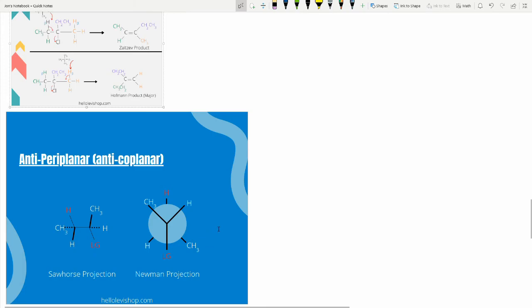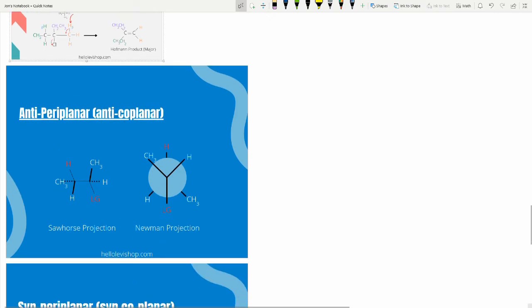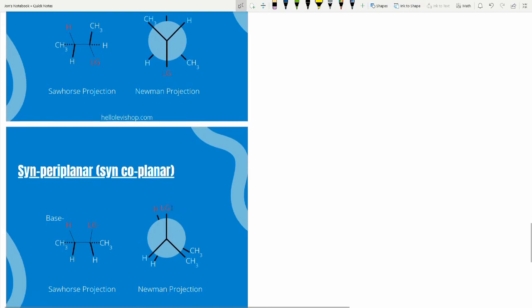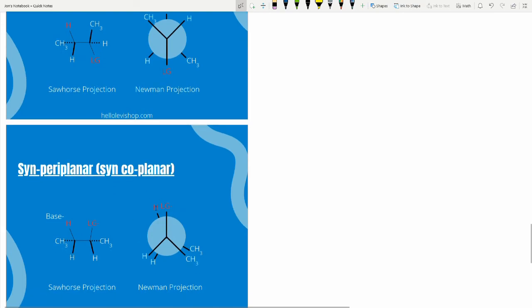Now the base is as far away from the leaving group as possible. The transition state is also lower in energy in the anti-periplanar conformation than in the next conformation we'll talk about a little bit later. We call this, where the leaving group and the beta hydrogen that's supposed to be abstracted are anti, the anti-periplanar conformation.